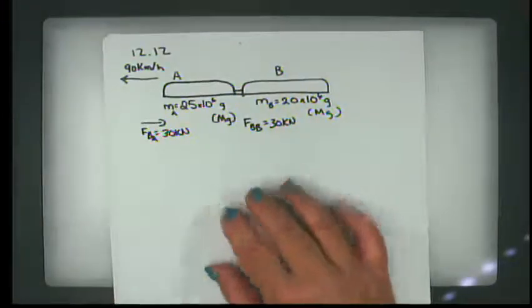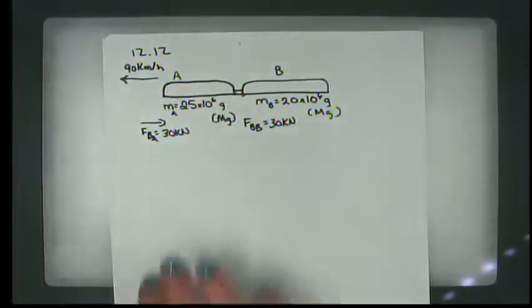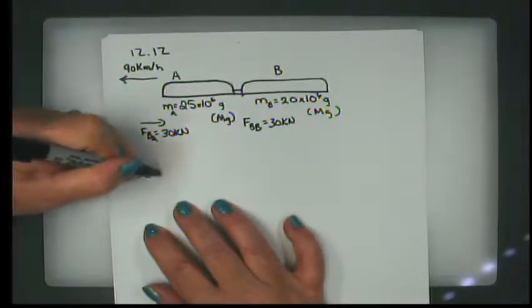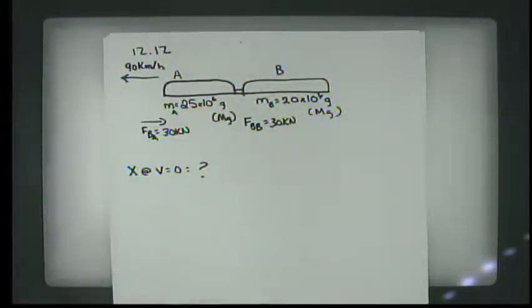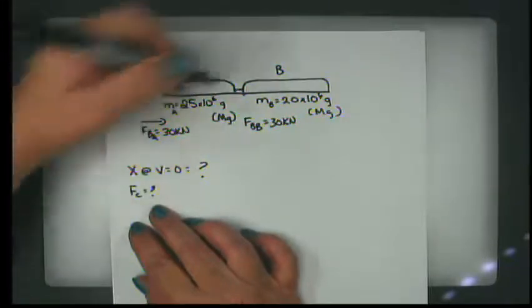Determine the distance traveled before the train comes to a stop. Okay. And the force in the coupling between the cars while the train is slowing down.